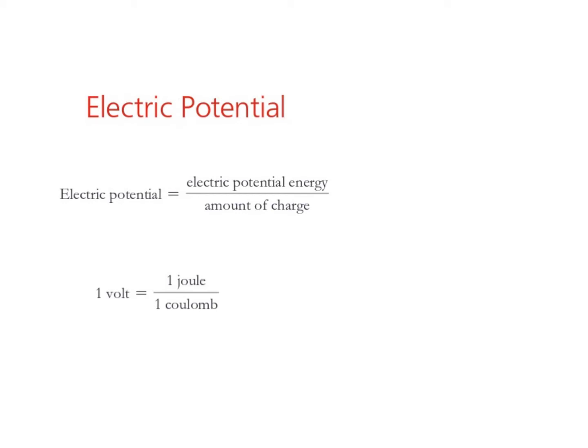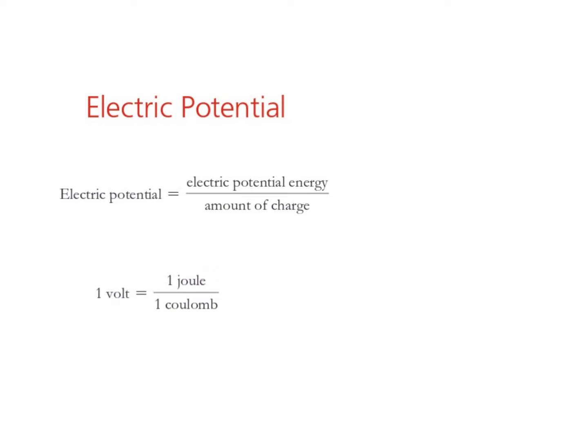Now, we've talked about potential energy before. And there is, as we'll see, something called electrical potential energy. But there's something different called electrical potential. And electrical potential, or electric potential, is simply defined as the electrical potential energy divided by the amount of charge. And the units of energy over charge would be joules over coulombs, but we give that a name. We call that a volt. So 1 volt is equal to 1 joule divided by 1 coulomb.